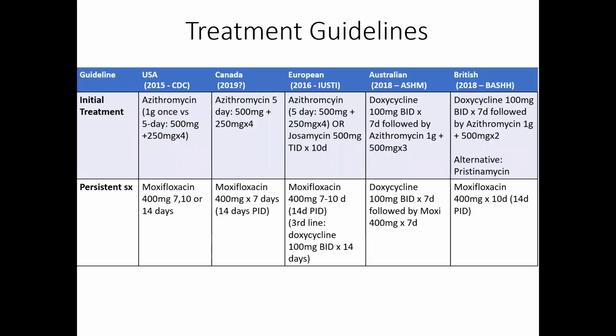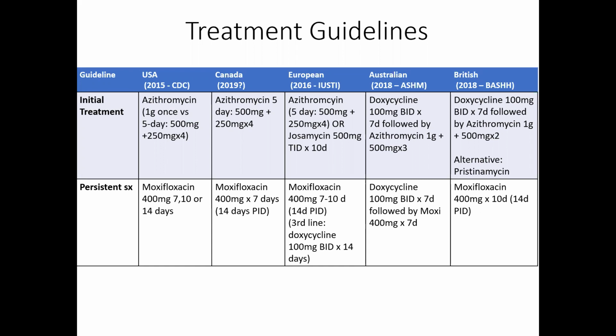So what to do? How should we be treating Mgen? Guidelines vary widely across the world. The 2015 guidelines from the CDC at that time said, well, azithromycin either 1 gram or maybe a 5-day regimen. In Europe, the European guidelines really came out saying, well, definitely a 5-day regimen or using an antibiotic we don't have available here.